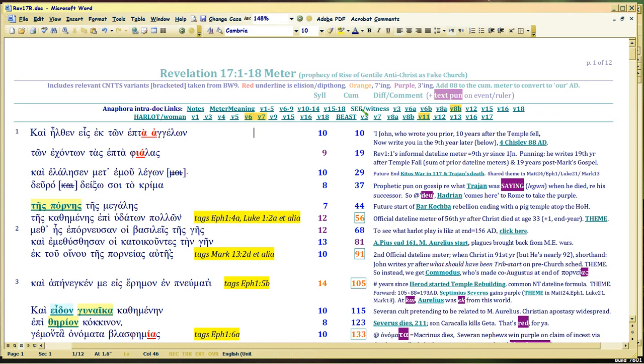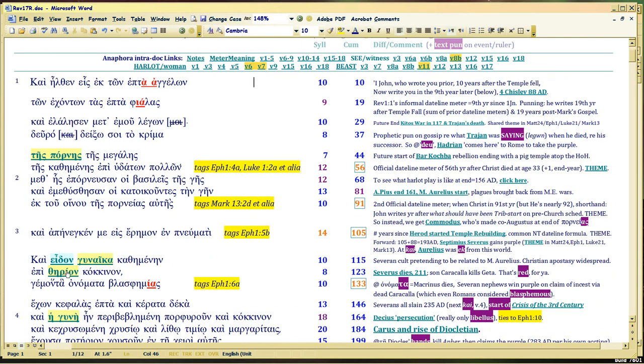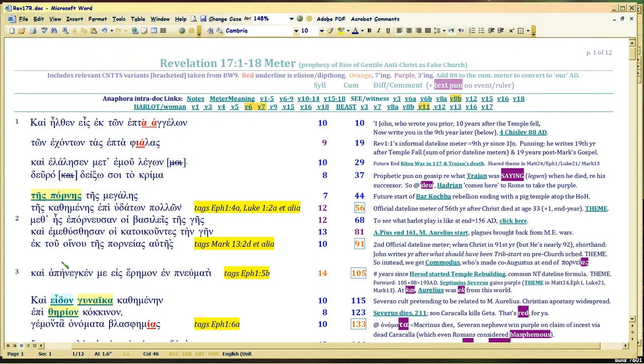Same thing for all the occurrences of the word to see, horao. And these are different parts, different expressions of the word horao in different tenses and stuff. Okay? So how many of those are there?